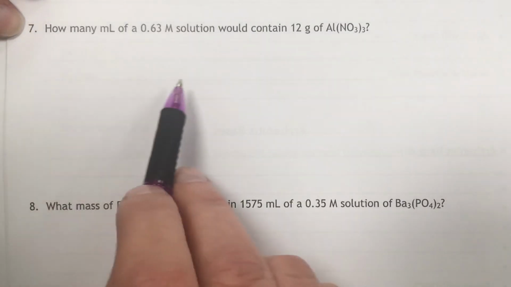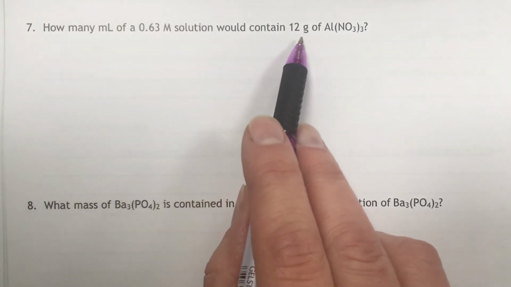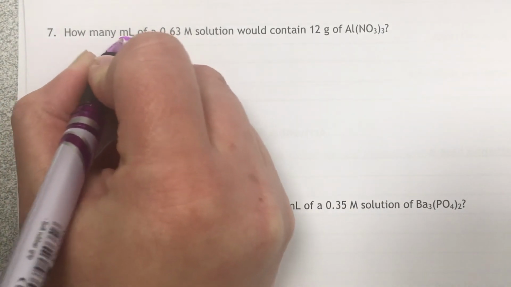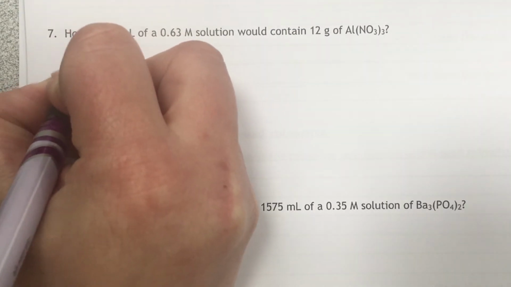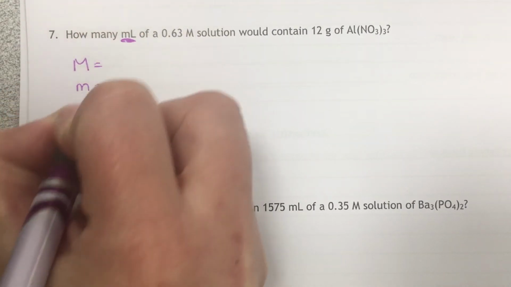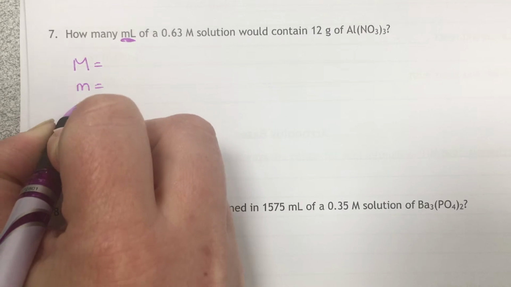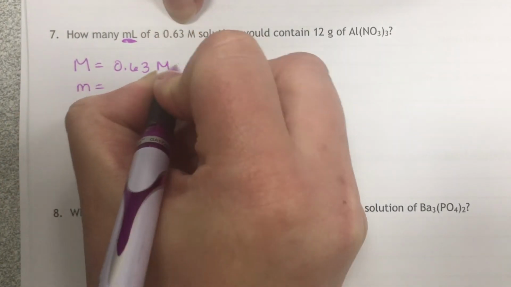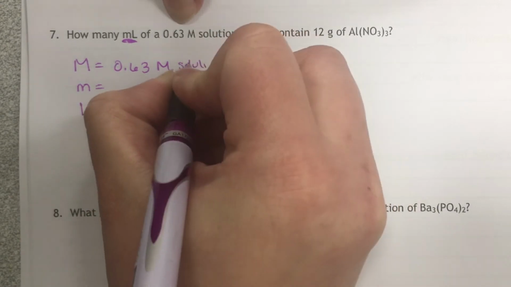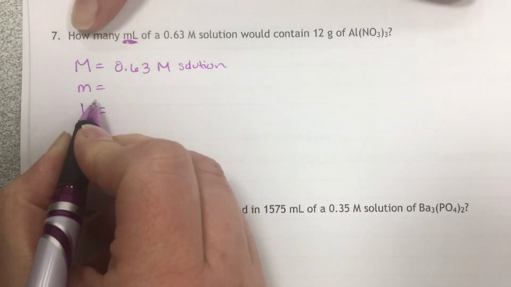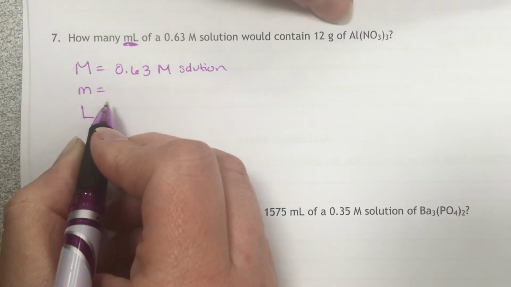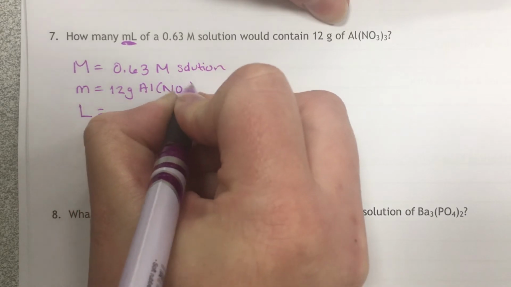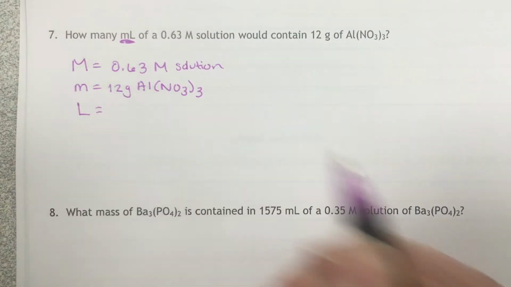Alright, so how many milliliters of a 0.63 molar solution would contain 12 grams of aluminum nitrate? Of course we have milliliters here, not liters. So let's write our knowns and unknowns. We have molarity, moles, and volume, which is in liters. So we have a 0.63 molar solution. And we don't know how many moles, do we? We have 12 grams of AlNO3. So obviously this is not moles, so we need to just simply convert it.